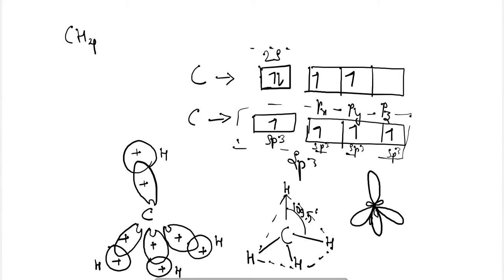Similarly, let's see the NH3 also. But here the change is that four bond pairs are not there. One lone pair and three bond pairs are there. It is also a type of sp3 hybridized orbital only.